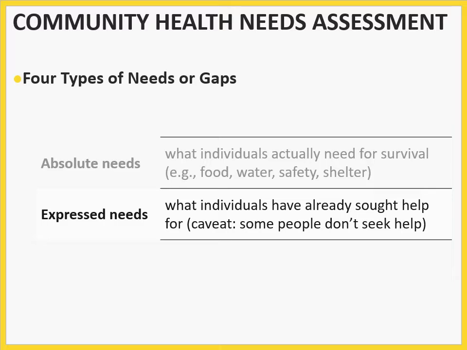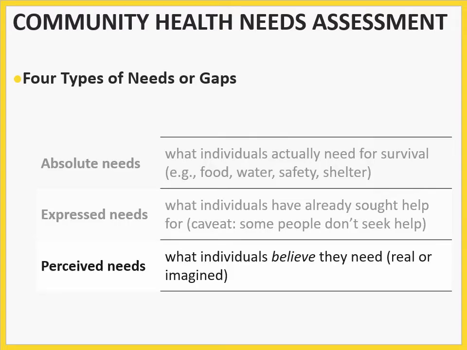Second are expressed needs. Expressed needs are gaps individuals have already experienced and have sought help for. For example, they might have experienced food insecurity and looked for solutions to this need. Outside observers can see expressed needs.